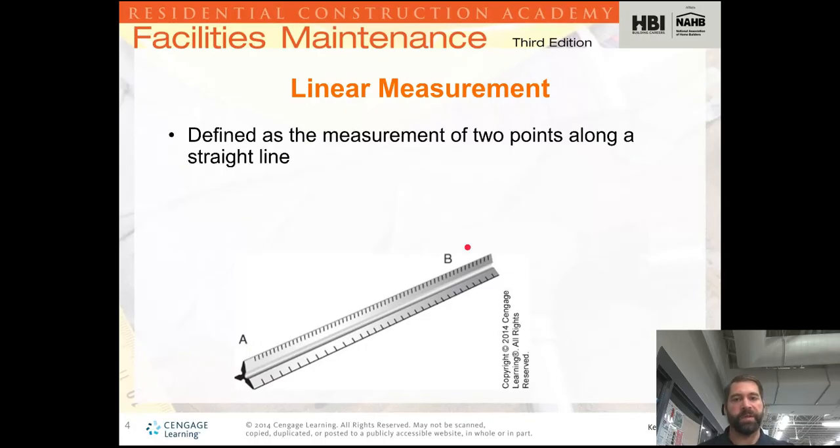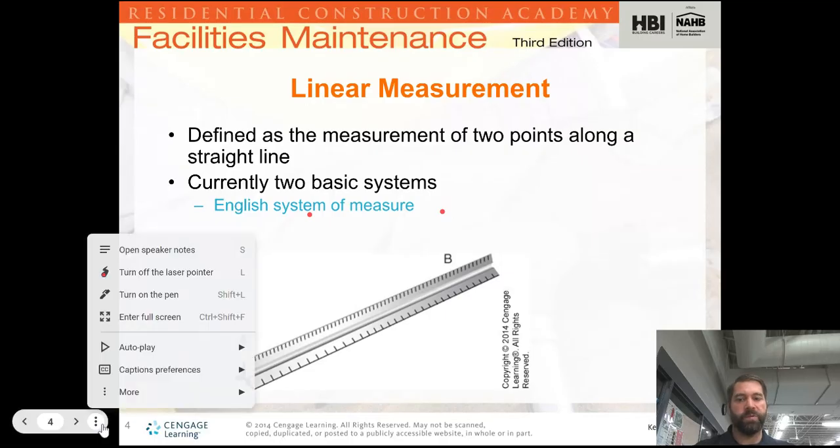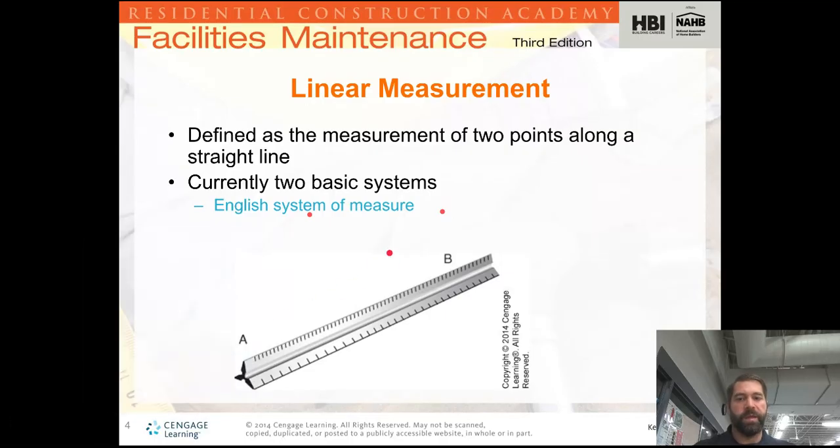they're drawn properly. So a linear measurement is defined as a measurement of 2 points along a straight line. So anytime you have 1 point here and 1 point here, if you draw in between, that will end up being a straight line. Currently, there's 2 basic systems for this. The English system of measurement, which we use quite a bit, and the metric system of measurement.